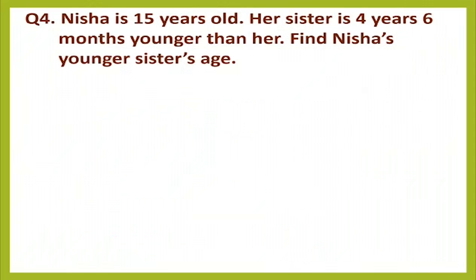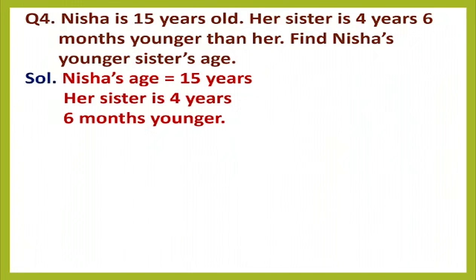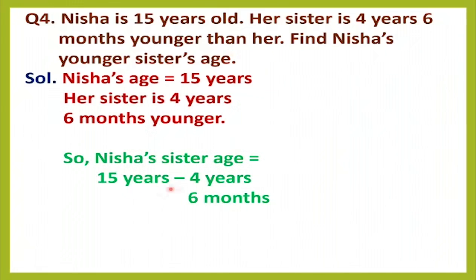Now the next question, number 4: Nisha is 15 years old. Her sister is 4 years 6 months younger than her. Find Nisha's younger sister's age. So Nisha's age is 15 years, and her sister is 4 years 6 months younger. So her sister's age will be 15 years minus 4 years 6 months.